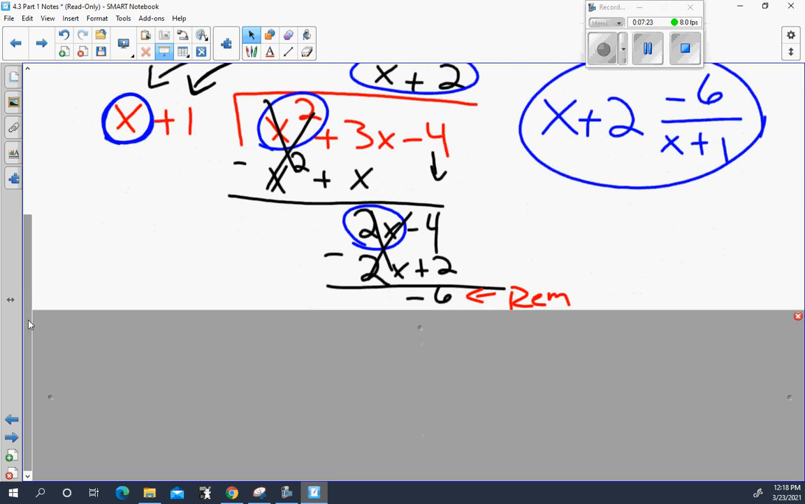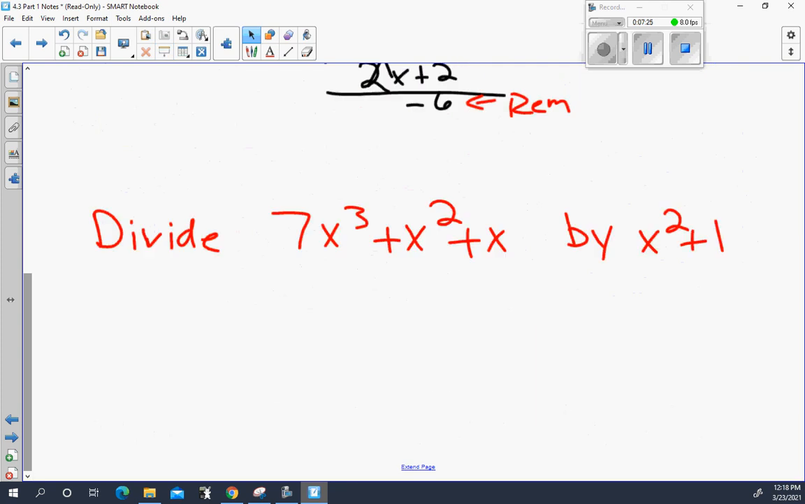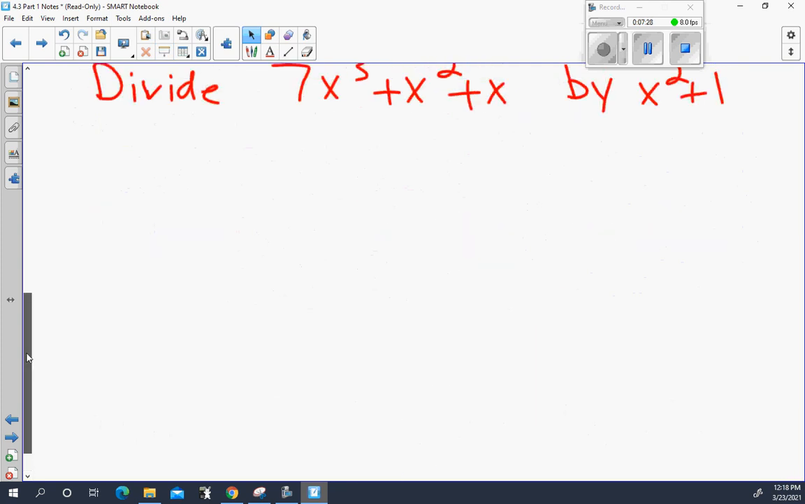Next one. Again, with anything in math, the more practice, the better we'll be at it. Repetition, repetition, repetition.